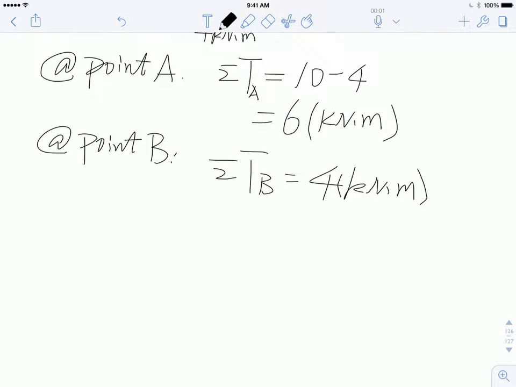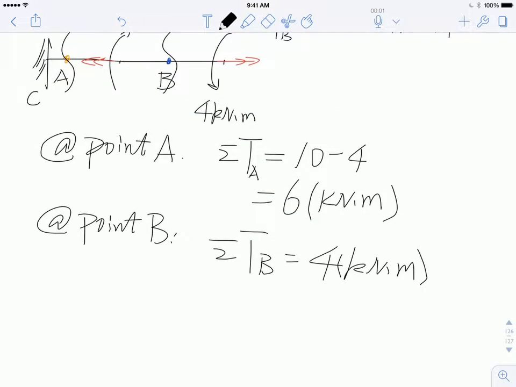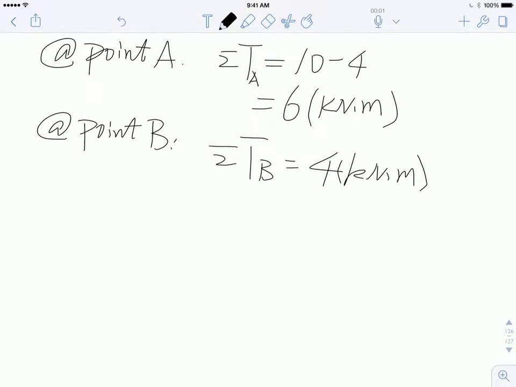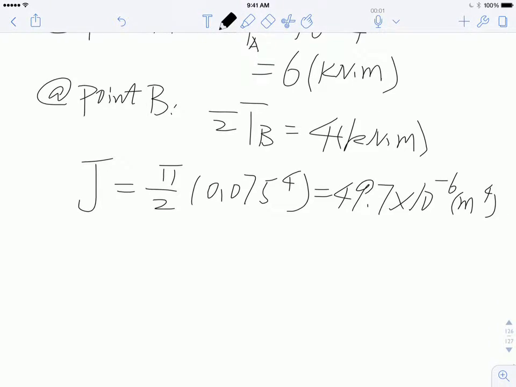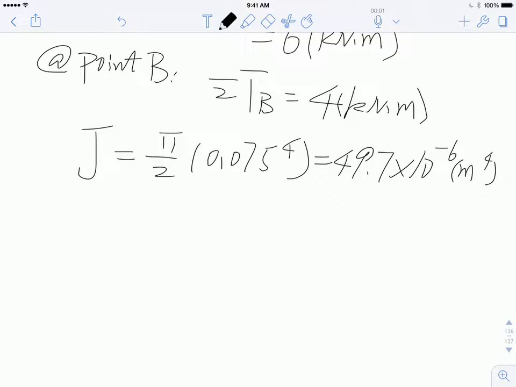All right, so this is our step 1: free body diagram, find the torque. The next step is what? Remember, step 2, calculate J. J is pi over 2 times the radius to the fourth, which is 0.075 to the fourth, times 10 to the minus 6 meters to the fourth. Use your calculator; I cannot calculate this by hand. Okay, so that's my step 2. What's step 3?